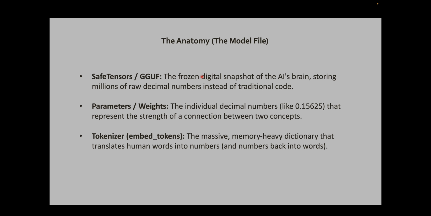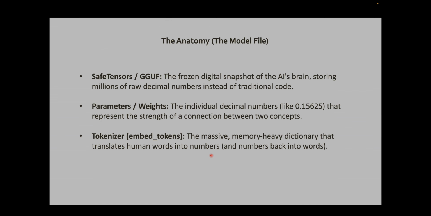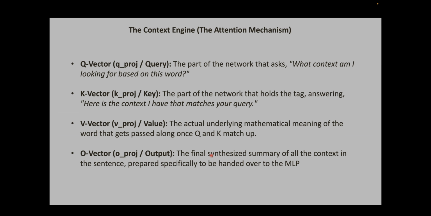Safetensors is the frozen digital snapshot of AI's brain, storing millions of raw decimal numbers instead of traditional code. Parameters, or weights, we call them, are the individual decimal numbers like 0 point something that represent the strength of connection between two concepts. And then there is the tokenizer, which is the embed tokens, a massive memory-heavy dictionary that translates human words into numbers. So remember this, we are calling this a dictionary, the embed tokens, and then there are parameters, and that file actually has both. I'll tell you in future about the dictionary size and the math behind the file size.